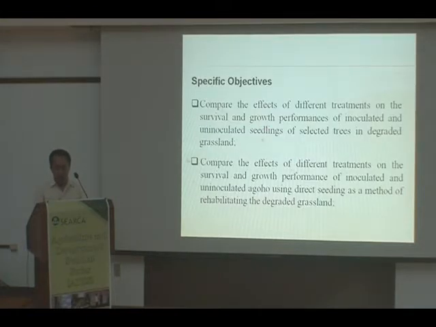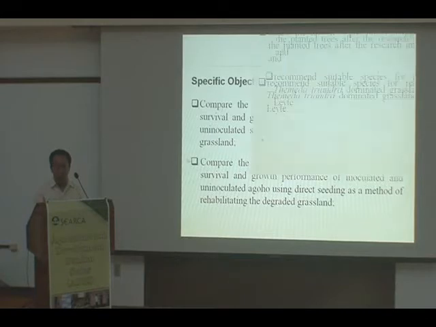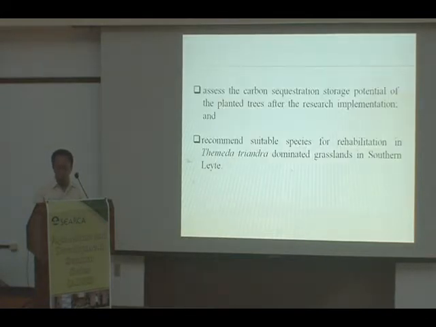For my specific objectives: first, to compare the effects of different treatments on the survival and growth performance of inoculated and uninoculated seedlings of selected trees in degraded grassland. The second is to compare the effects of different treatments on the survival and growth performance of inoculated and uninoculated agoho using direct seeding as a method of rehabilitating degraded grassland. The third is to assess the carbon sequestration potential of the planted trees after the research implementation and to recommend suitable species for rehabilitation in Themeda-dominated grassland in southern Leyte.